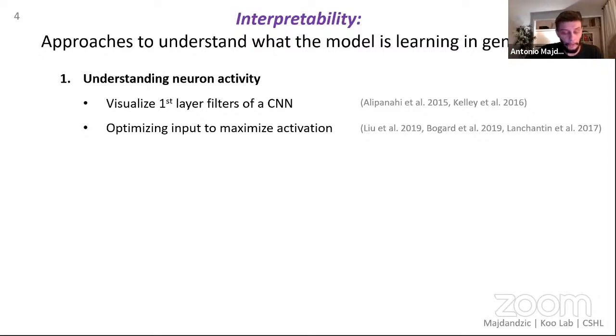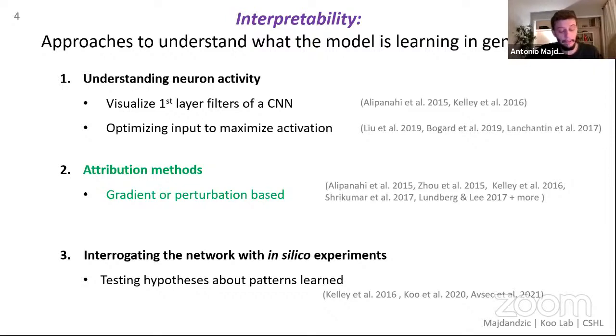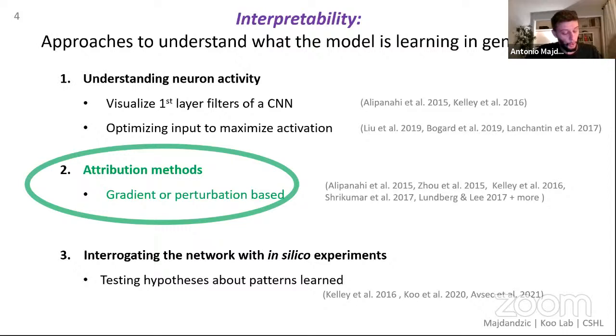So what are the ways to understand what the model is learning? Well, we can try to understand neuron activity. For example, we can visualize the first layer of a CNN, or we can find what maximizes the activation by optimizing the input. We can use attribution methods. This is the use of gradients or perturbations to capture the sensitivity of predictions with respect to the inputs. We can interrogate the network by testing different hypotheses about the patterns that the network is learning using in silico experiments. So in this work, we focus on the very popular gradient-based attribution methods, which rely on input gradients.